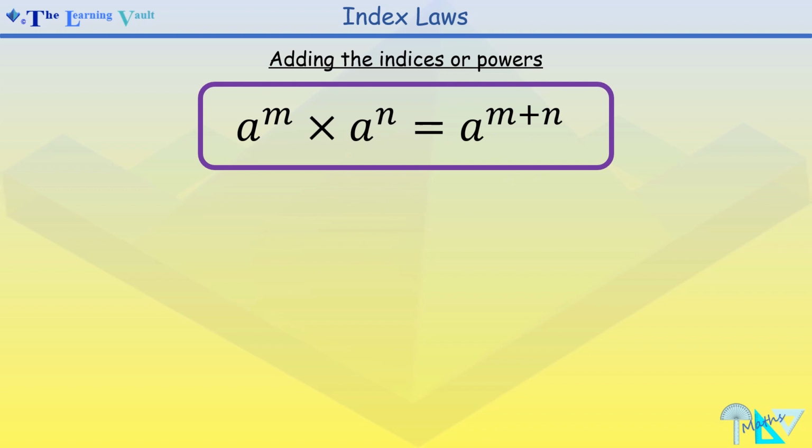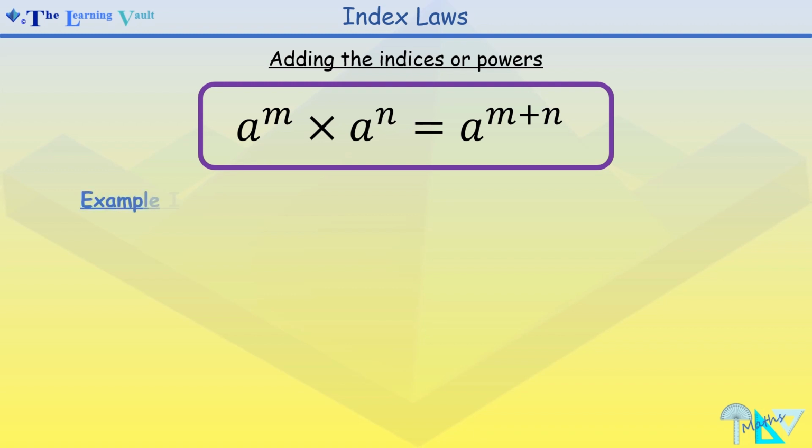First, we have adding the indices or powers. We've got a to the power of m times a to the power of n. This equals a to the power of m plus n. As long as the bases are the same when multiplying, all you need to do is add the powers.